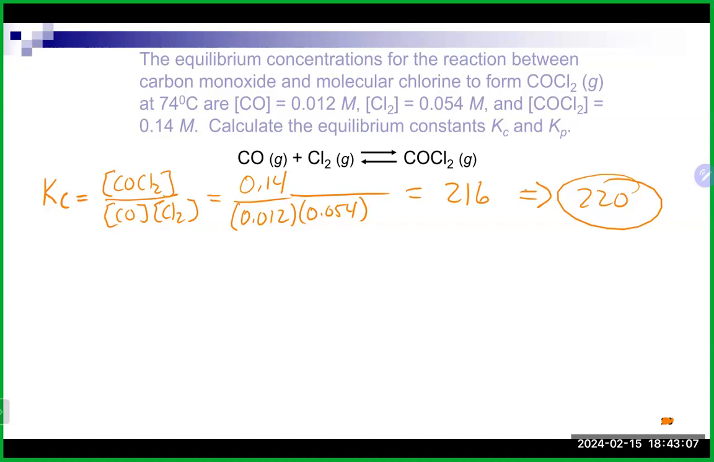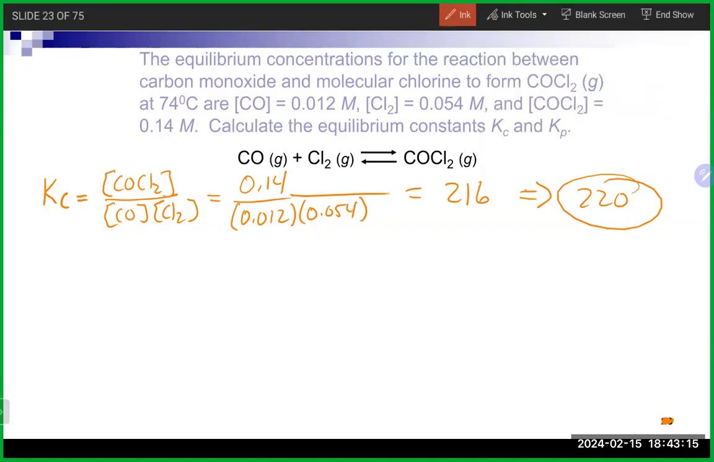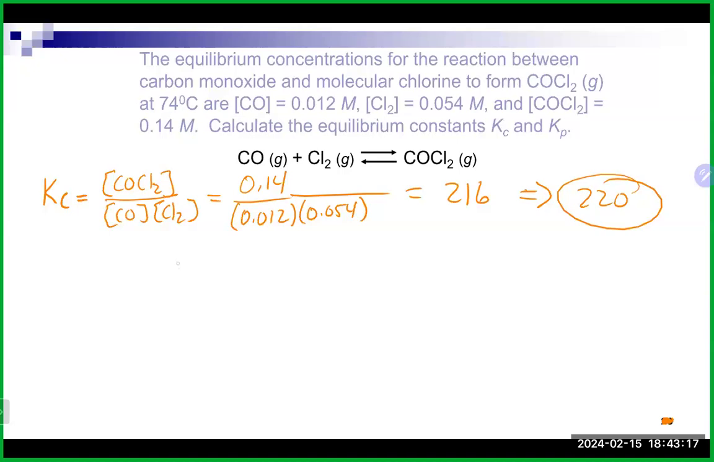This is our Kc value. That's going to be good because now we could use our formula there to convert from Kc into Kp. And I think the Kp is equal to the Kc times RT to the delta n. So let's start with our delta n in this case.